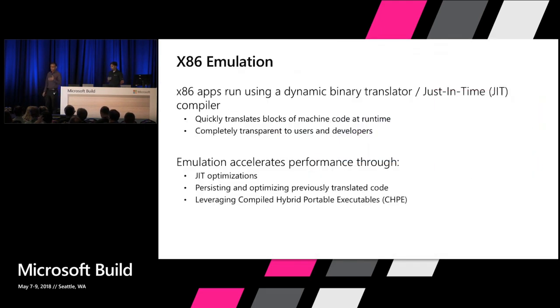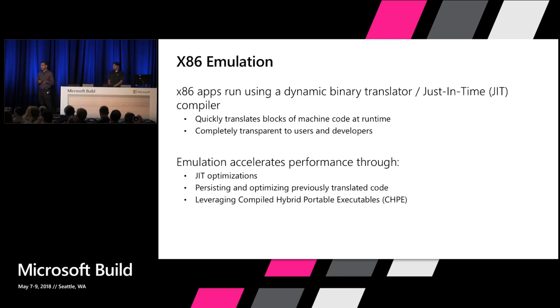So what does this do? This is basically a dynamic binary translator or just-in-time compiler that's able to translate blocks of x86 machine code to ARM64 code on the fly. And it does this in a manner that's completely transparent to both developers and users. So it's able to run apps completely unmodified.